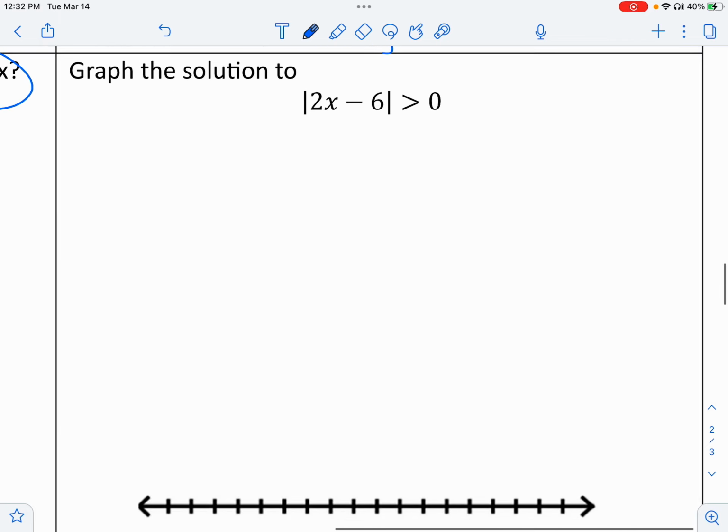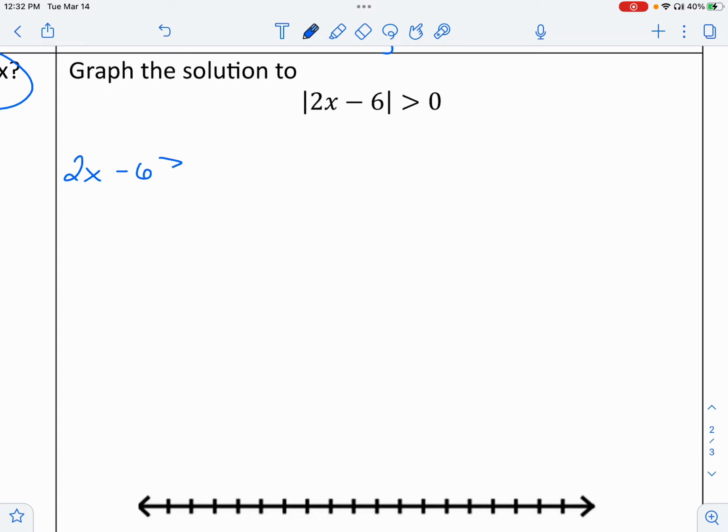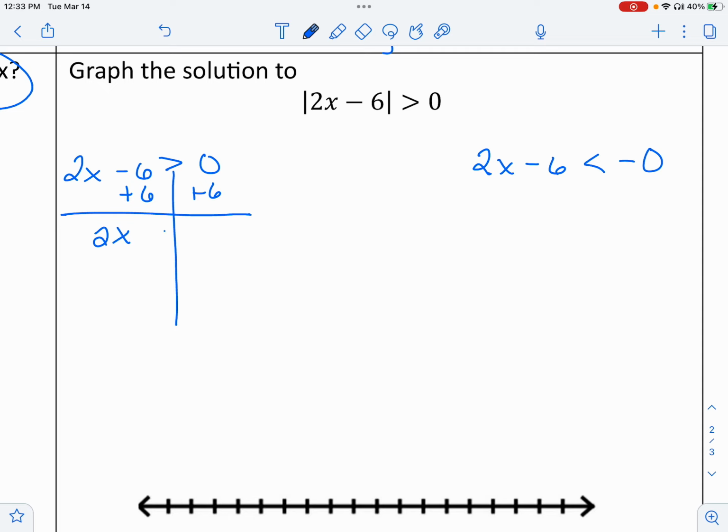Now, last one, we're going to graph this. In fact, we don't even need to graph it. Oh no, this one is actually really important to do because some people are going to want to skip this and we can't. Okay, I was going to write all real numbers, but it is not all real numbers. It is not all real numbers. So we add 6, just like we've been doing. 2x is greater than 6. Divide by 2. X is greater than 3.